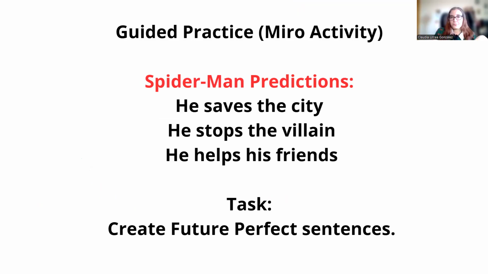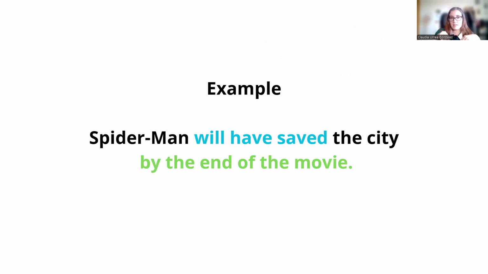Okay, so let's practice with Spider-Man, okay? What are your predictions in the movie? He saves the city, stops the villain, he helps his friends. So you're going to use these three sentences and you're going to transform them to future perfect tense. Okay? I'm going to give you an example, guys. Spider-Man will have saved the city by the end of the movie.